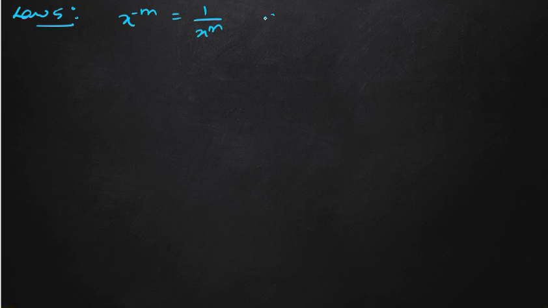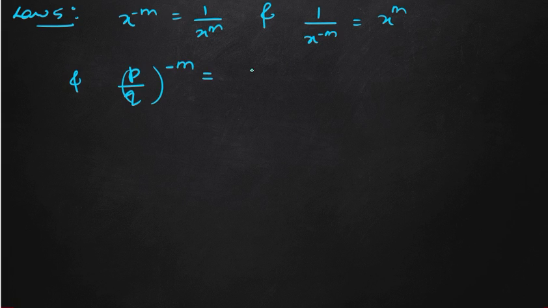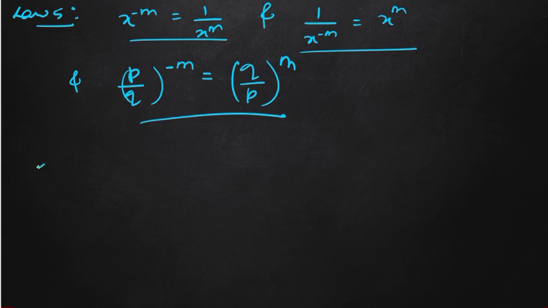Next we have our law 5, the fifth law. The fifth law is x power minus m can be written as 1 by x power m, and 1 by x power minus m will be written as x power m. These two. And if we take any rational number p by q, where q is not 0, then p by q power minus m can be written as q by p power m. So law 5 has three formulas. If you see some example, 3 power minus 4.